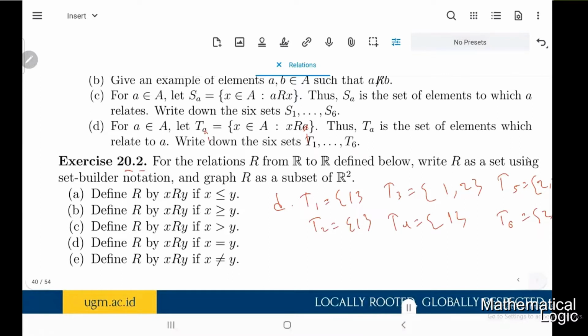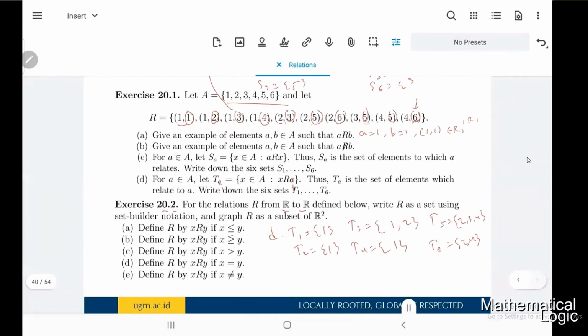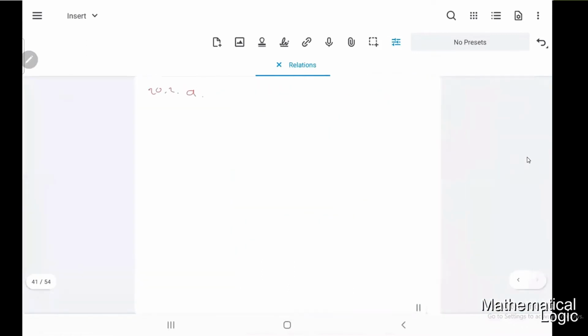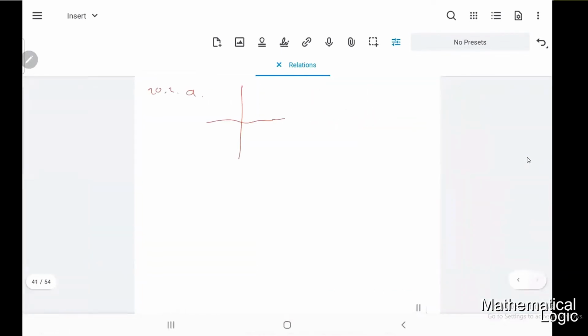So 20.2, we have a relation from R to R defined by all of this. So we want to graph R as a subset of R2. So we have 20.2a. So what is it? x is related to y if x is less than or equal to y. So we know that when we have here in R2, we must define first what is the meaning of y is equal to x. y is equal to x, that means we have this, right?